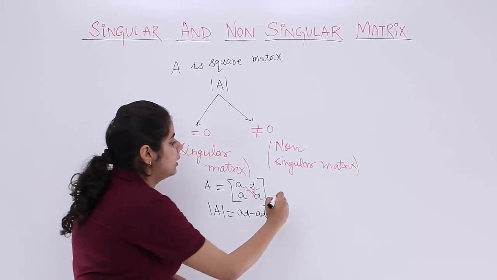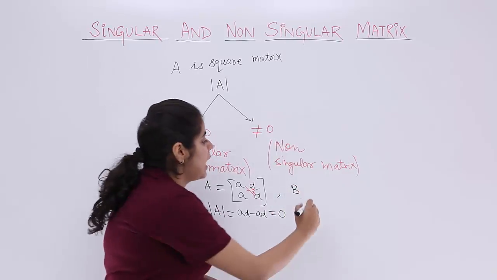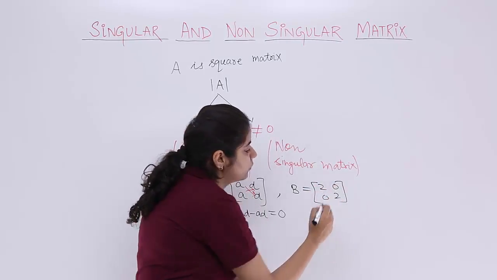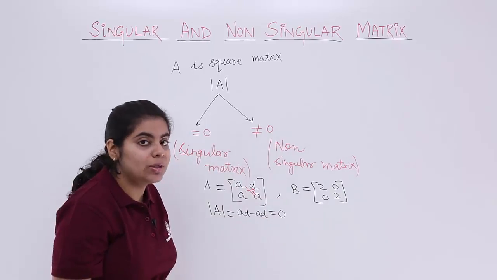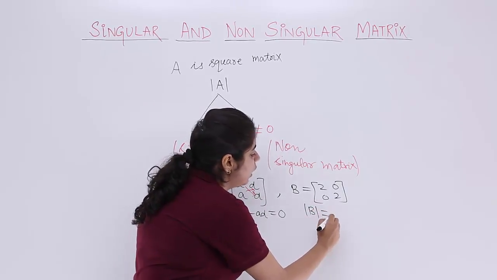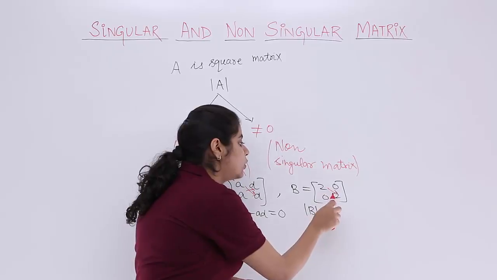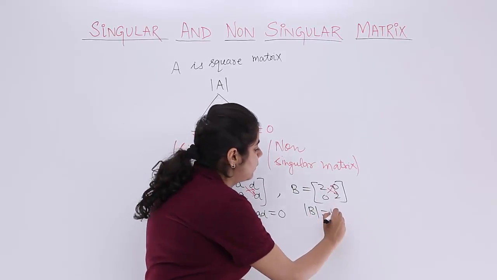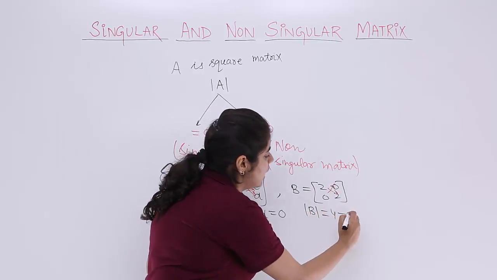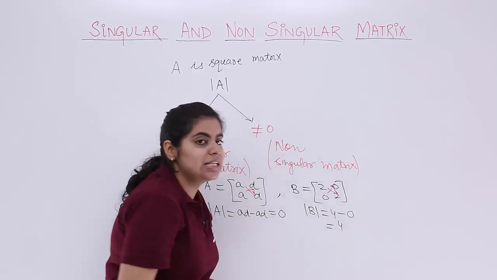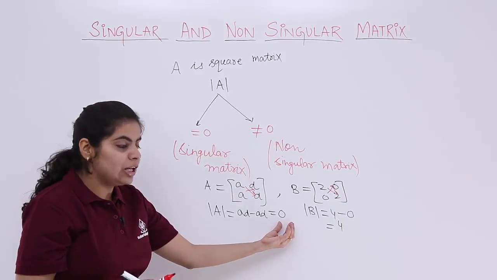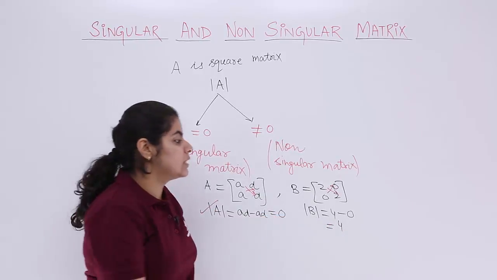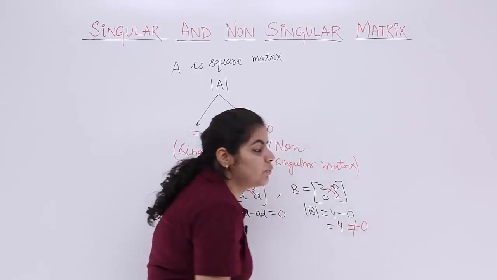Or take any other determinant. Suppose I have a matrix B, which is [2, 0; 0, 2]. If you need to calculate the determinant value, it will be obtained by cross multiplication. 2 times 2 gives me 4, and 0 times 0 is 0. So 4 minus 0 is 4. In the first case the value is equal to 0, and in this case I can say that it is not equal to 0.